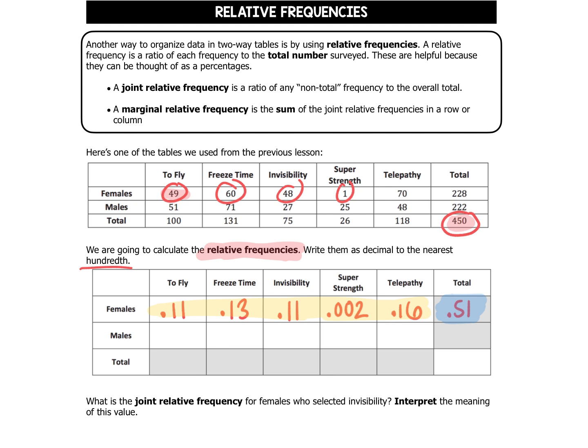Now, on this next row, I'm going to do the same thing. I'm going to take each number, 51 divided by 450, 0.11. 71 divided by 450, 0.16. 27 divided by 450, 0.06. 25 divided by 450, 0.06. 48 divided by 450, 0.11. 222 divided by 450, 0.49.